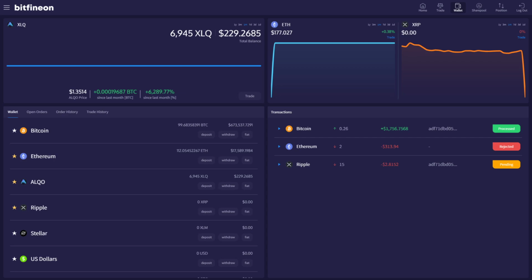And we have a balance of 6,945 XLQ for a total notional value of $229.26. If you want to round up, 27 cents. You see the Alco price currently is $1.35 since last month. The appreciation in SAT value and Bitcoin value since last month, the percentage increase represented there as the third metric, third analytic. But yeah, you can see here that in Bitcoin wallet, we have 99 Bitcoins for a total value of 673,000. Wouldn't that be great? 112 Ethereum for roughly 17,500 USD value.